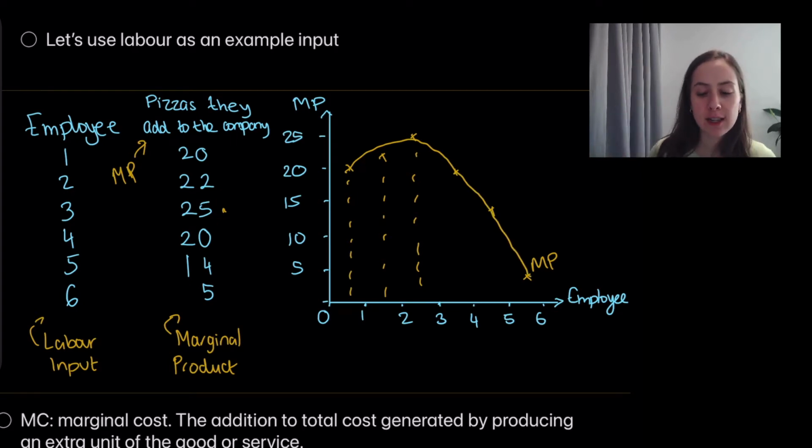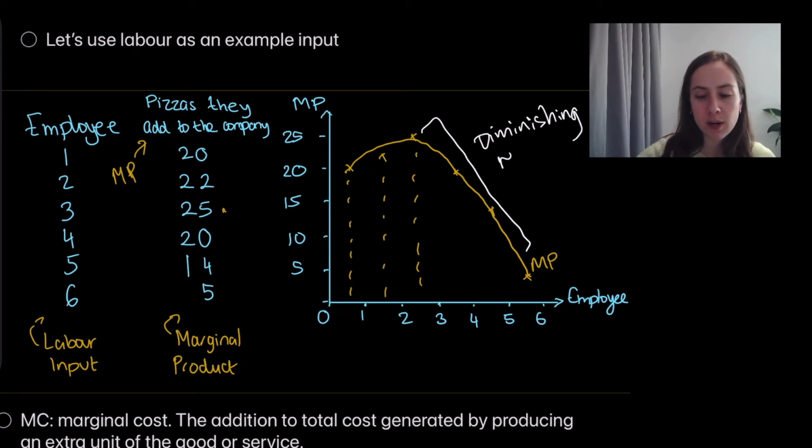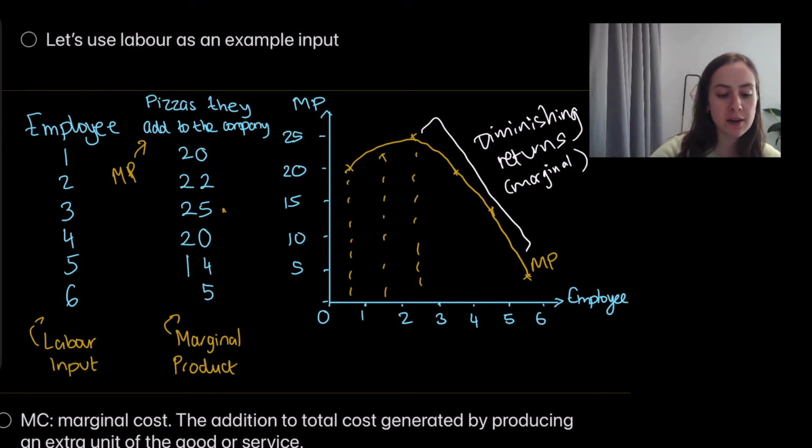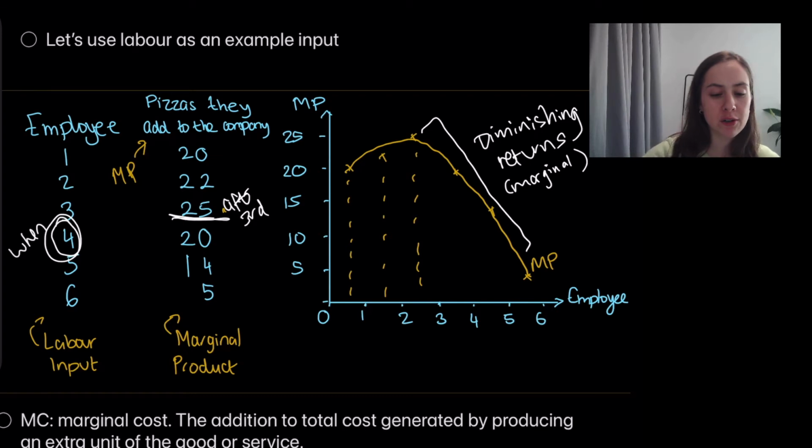Then it goes down, and the point when it starts to go down, we call that diminishing returns. You might hear this called diminishing marginal returns or diminishing returns to labor. That occurs when you hire the 4th worker, your marginal product starts to fall, or it happens at the 3rd worker. Okay, great. So that's marginal product. That's typically what it looks like, and diminishing returns is that fall in the marginal product curve.